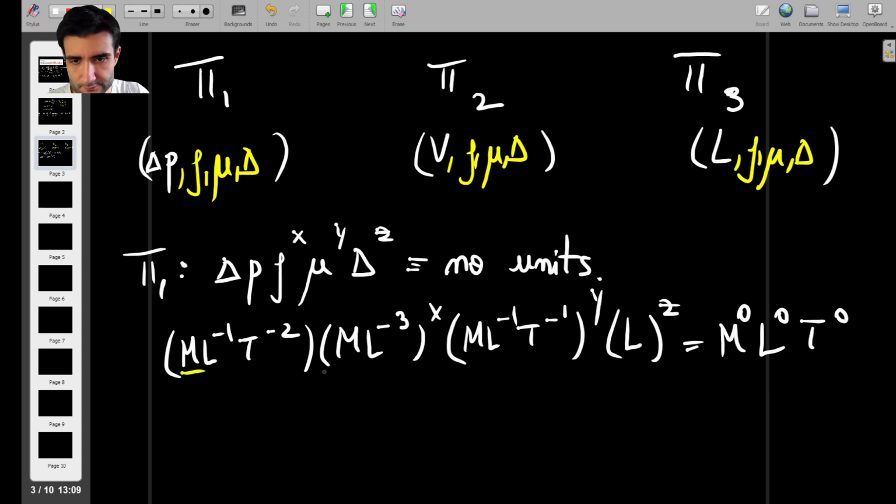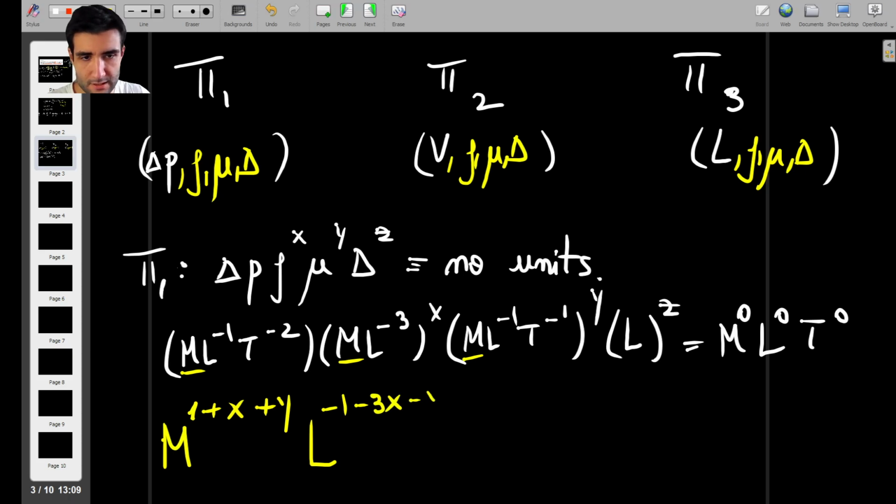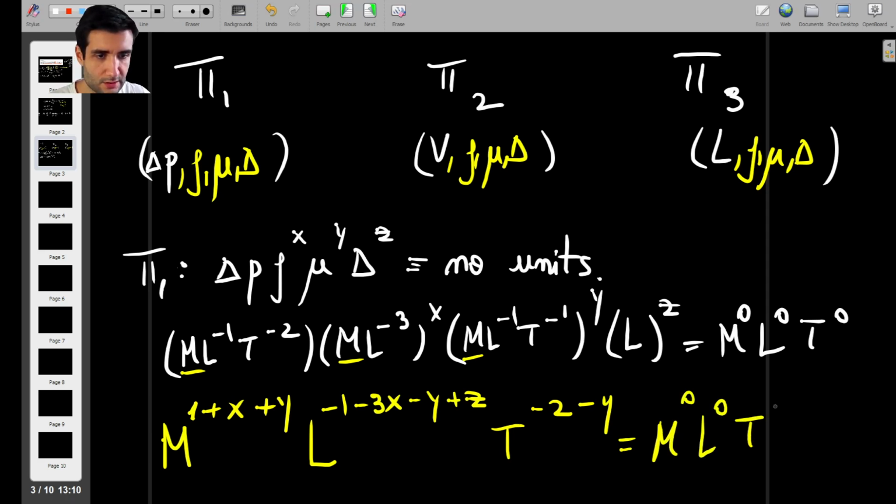So let's collect the M terms first. So we have M to the power of 1 plus x, and then plus y, and then we have L to the power of minus 1 minus 3x minus y, and then plus z. And finally we have time, which is T to the minus 2 minus y, and that's it. So that's M to the 0, L to the 0, T to the 0.